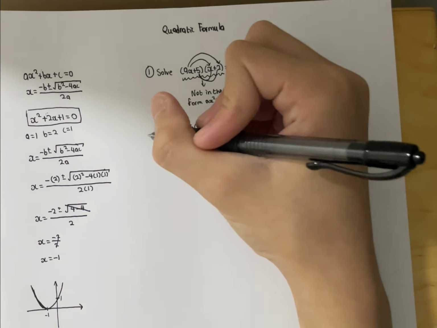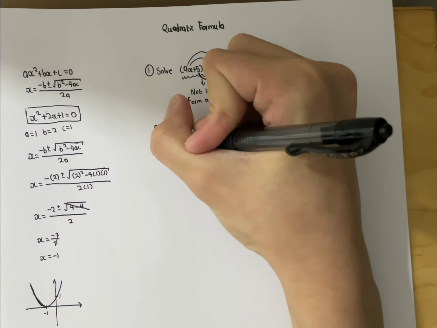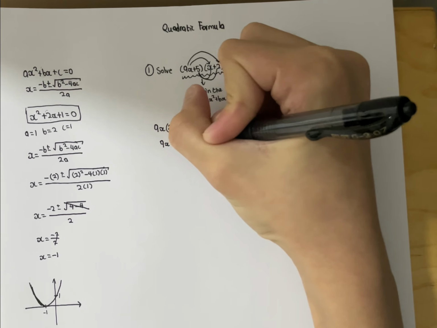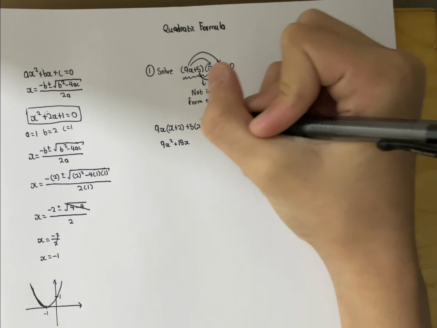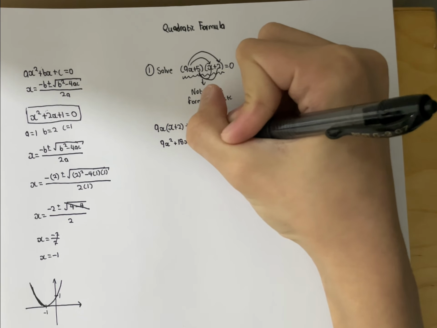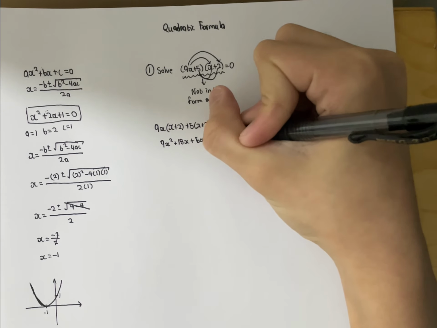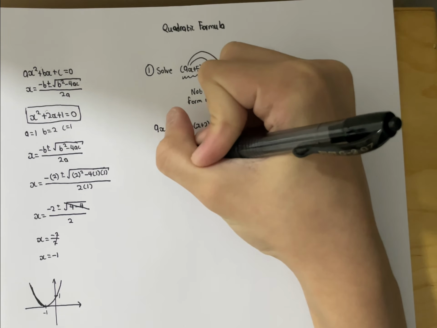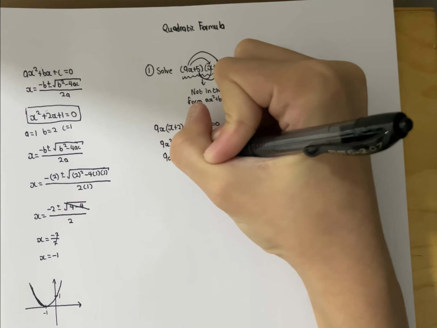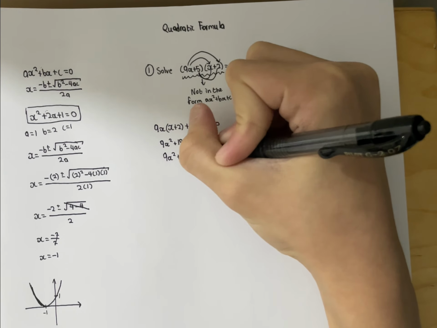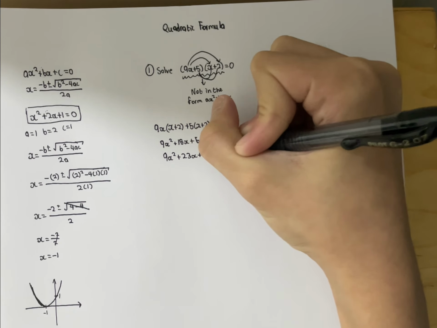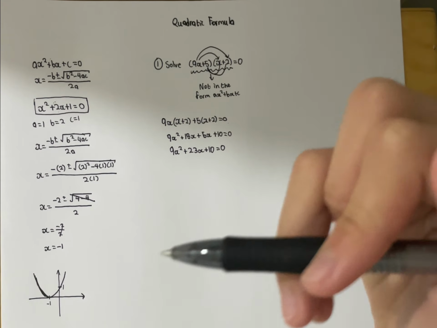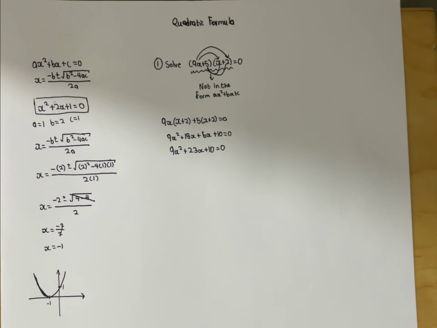Okay, so let's expand. Well, 9x times x, that's just 9x squared. 9x times 2 is just 18x. Plus 5 times x, 5x, plus 10 equals 0, right? So you have 9x squared plus 23x plus 10 equals 0. Okay, we're gonna have to use the quadratic formula whether we like it or not.